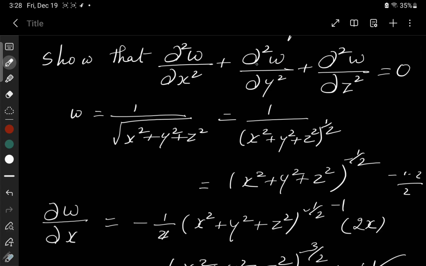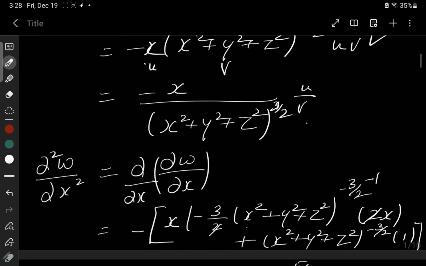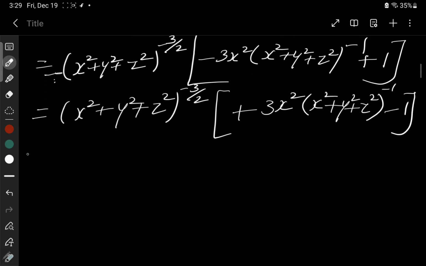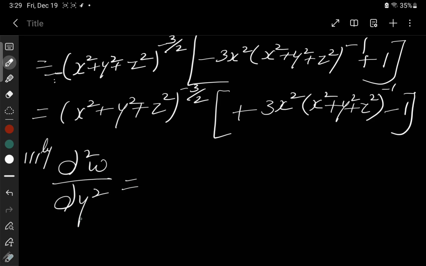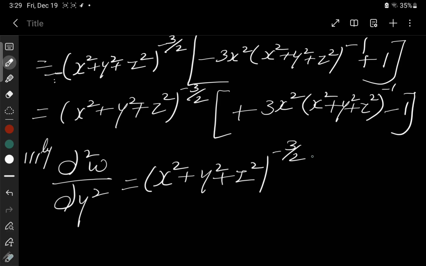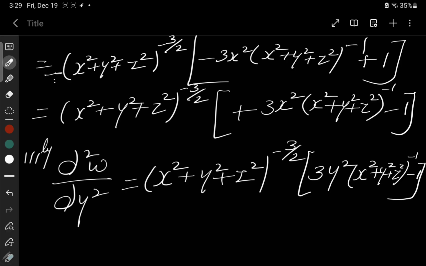So directly we can apply this and find dou squared w by dou y squared. Similarly, I write dou squared w by dou y squared. So just replace x by y. You write the first term as it is, x squared plus y squared plus z squared whole power minus 3 by 2. This is common. Instead of 3x squared, I write 3y squared, and this full expression, the whole power minus 1, minus 1.